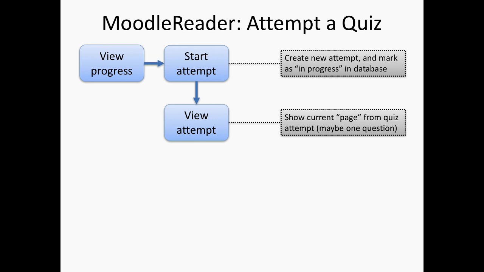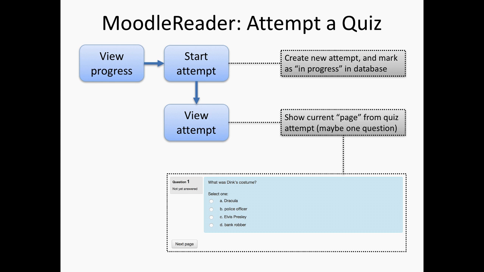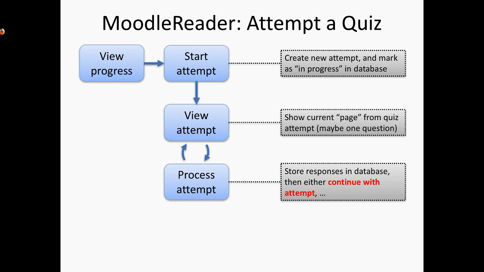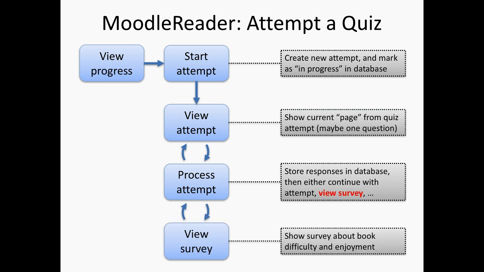Behind the scenes, there are some scripts running on the server which handle these requests to start an attempt at a quiz, to view an attempt at a quiz, and then the quiz pops up like this with a few simple questions. And there's another script to process each of the questions. And finally, there's a survey at the end handled by another script. So until now, this is the way that the system worked.